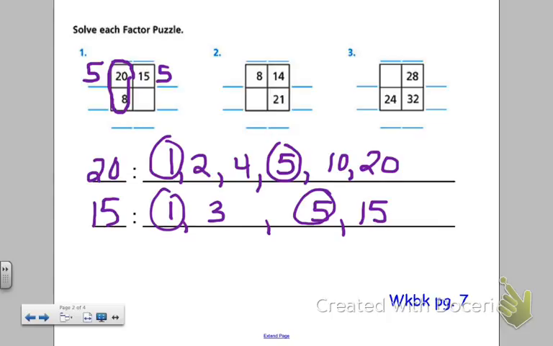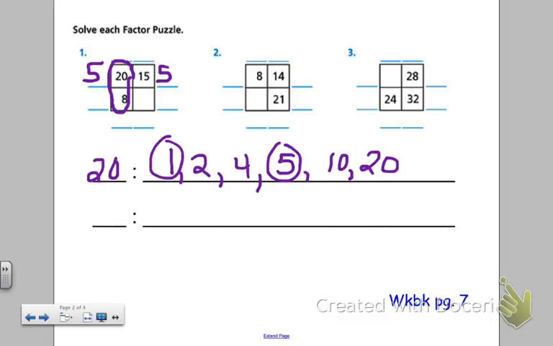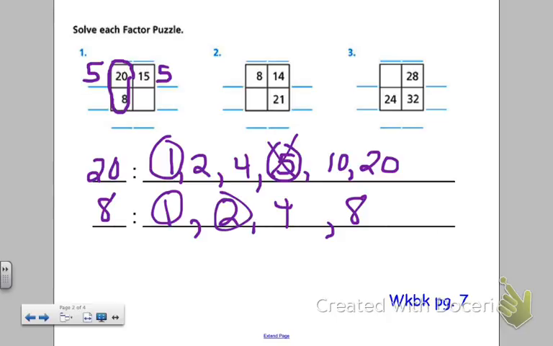Well, what's a good common factor between 20 and 8? Well, I already listed out all the factors of 20. Maybe I'll list out all the factors of 8. Let's see, I can do 1 times 8, and, well, 2 times 4. That's about it. So 5 is no longer a common factor. 1 still is, 2 is, and 4 is as well. So I've got a lot of possibilities. Which one do you think I should use? I'm going to go with 4.